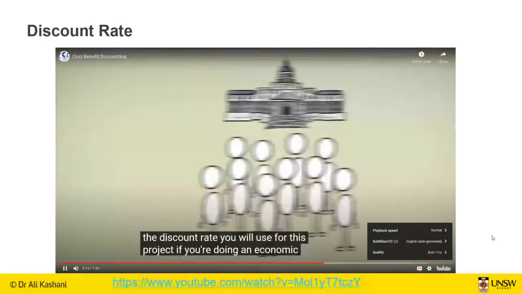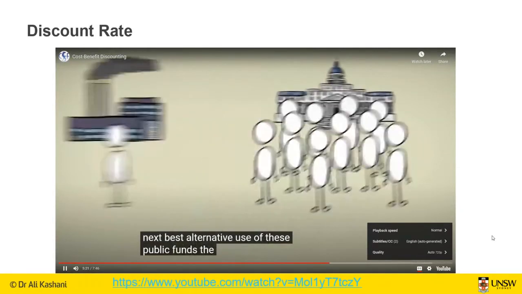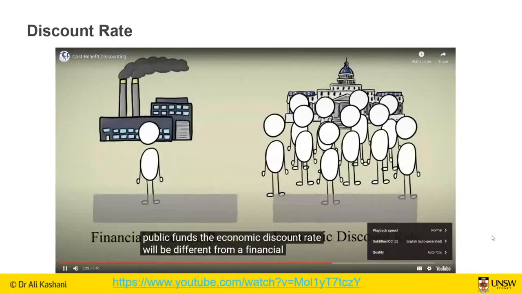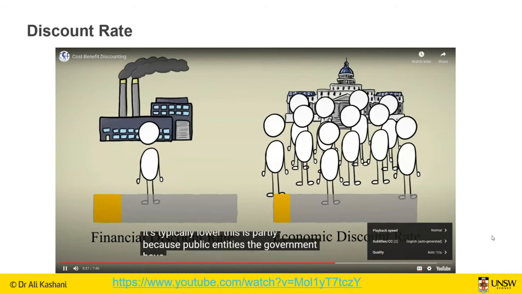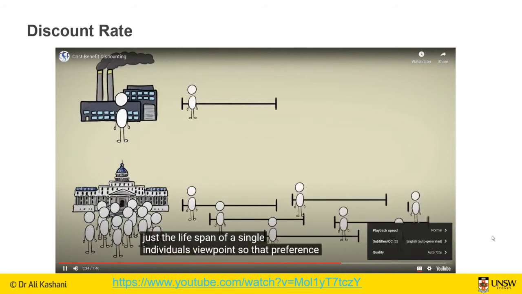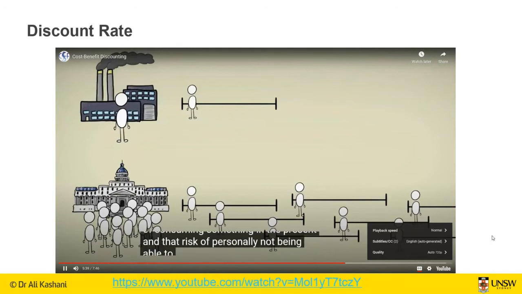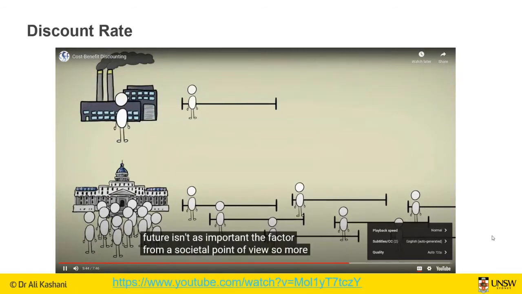If you're doing an economic analysis, you will look at the economic opportunity cost of capital. What is the next best alternative use of these public funds? The economic discount rate will be different from a financial rate. It's typically lower. This is partly because public entities, the government, have more patience than individuals. The planning horizon accounts for more than just the lifespan of a single individual's viewpoint. So that preference of consuming something in the present and that risk of personally not being able to experience something in the future isn't as important a factor from a societal point of view. So more weight can be put on the future and a lower discount rate can be used.